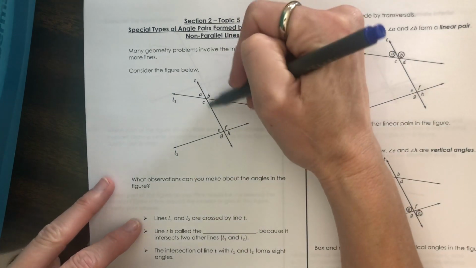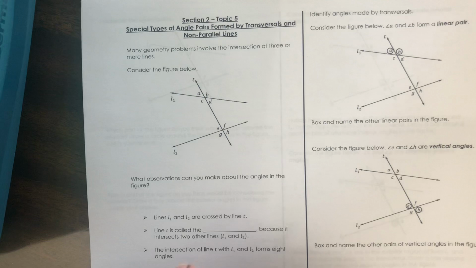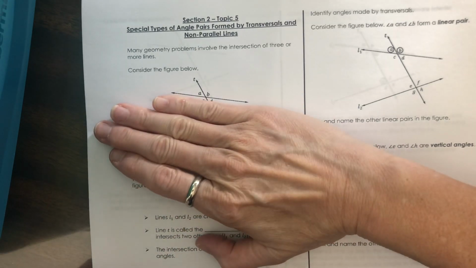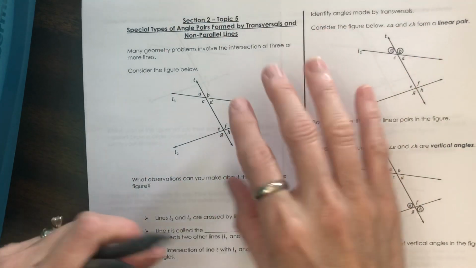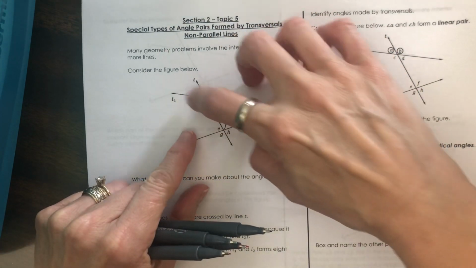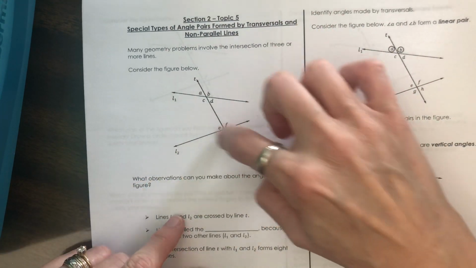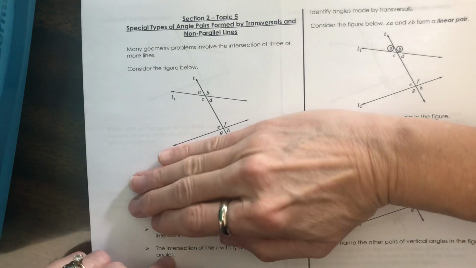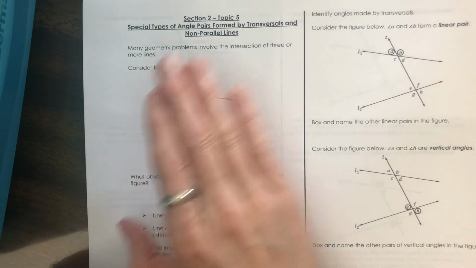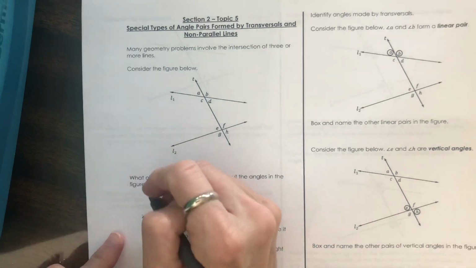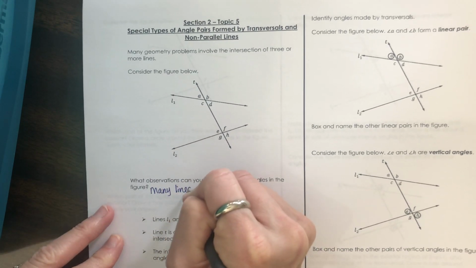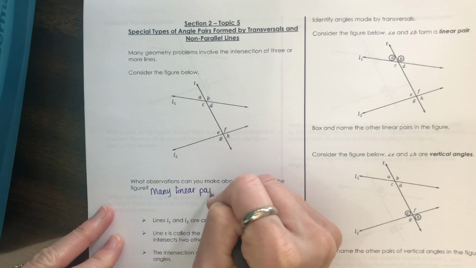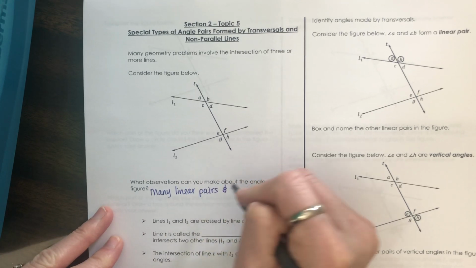Well, when we've got these lines all crossing each other, we have a lot of angles that sit together on a straight line. Remember, that's called a linear pair. We have a lot of vertical angles happening, right? We've got all kinds of pairs of vertical angles, all kinds of linear pairs going on everywhere. So many linear pairs and vertical angles.